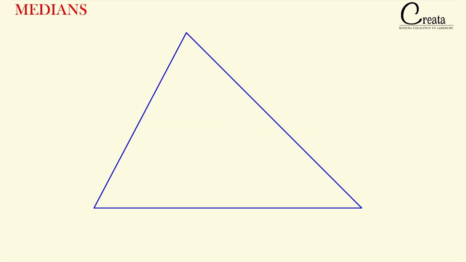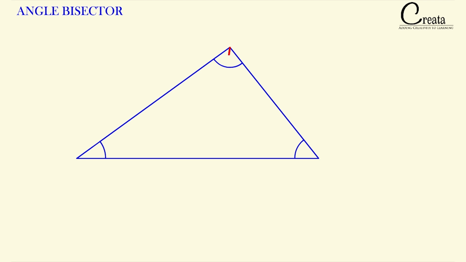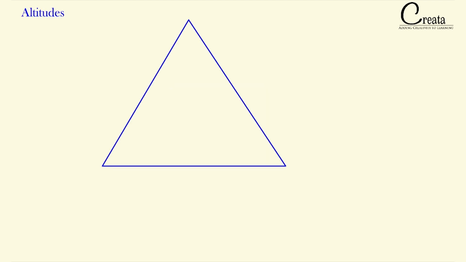Before that, let's have a look at medians, angle bisectors and the altitudes. We have seen medians are the line segments that join the vertex with the midpoint of the opposite side. Then we have seen that angle bisectors are the line segments that bisect the angle, that is, they divide the angle into two equal parts. Then we have seen the altitudes. Altitudes are the line segments that are perpendicular to the opposite side.